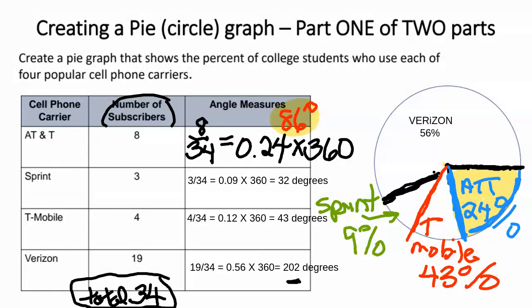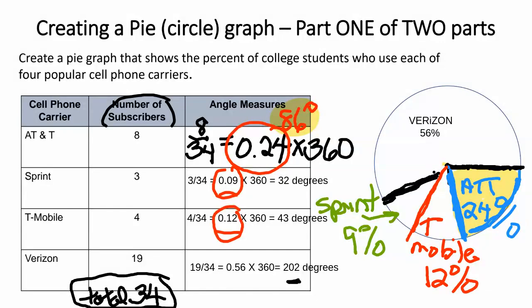And before I forget, T-Mobile, that was my decimal, my degrees. My percent for T-Mobile is 12%. I'm using this number, this number, this number, this number. Now, you see those red numbers that I circled?